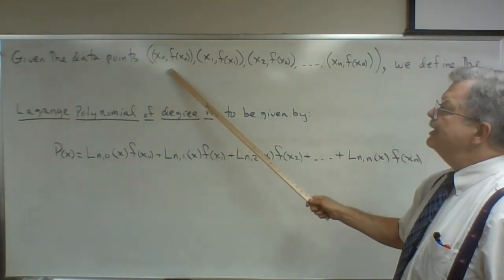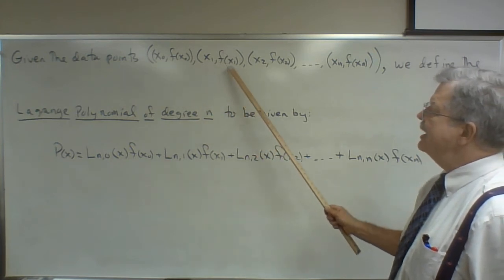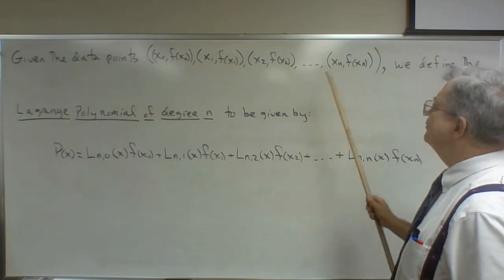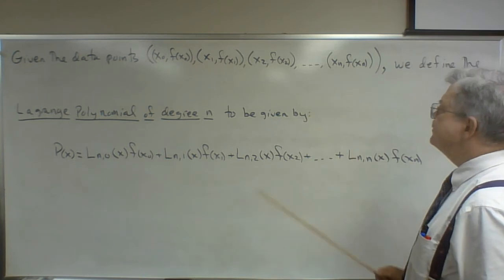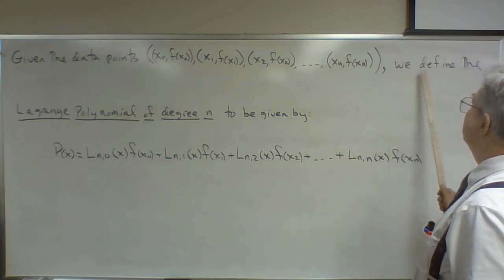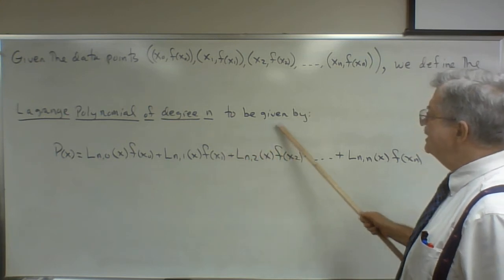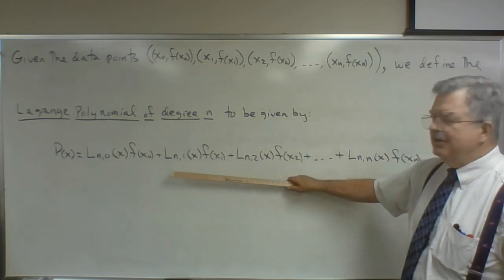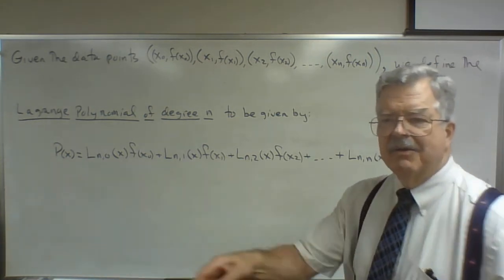Given the data points, x naught, f of x naught, x1, f of x1, x2, f of x2, and so forth, xn, f of xn, we define the Lagrange polynomial of degree n to be given by the following. And before we look at this too closely, let me point a few things out.